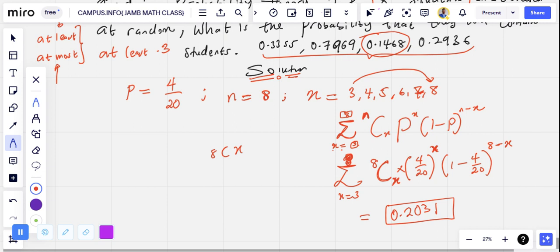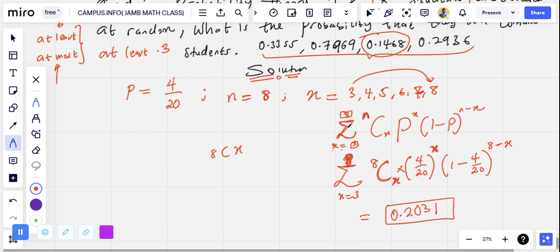Okay, I need to share my screen again. So basically, I asked, do you have any questions based on what I've explained here? If you want to look for at least 3, you need to calculate for when x is 3, 4, 5, 6, 7, 8. In that regard, are you going to solve for 3 separately to get this 0.1468, then come back and solve for 4, and then do the same for 5, 6, 7 and 8? That's going to take you a lot of stress and a lot of time.